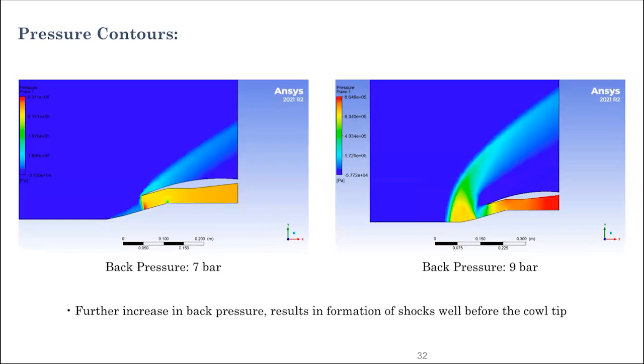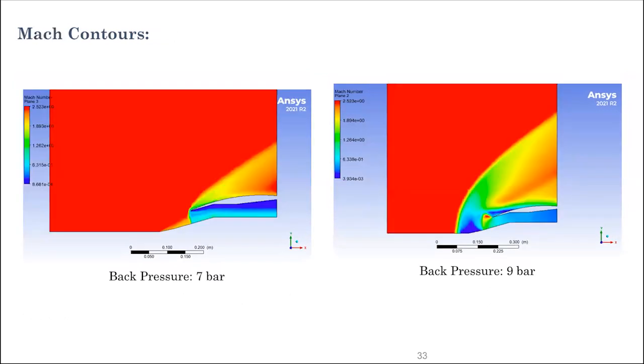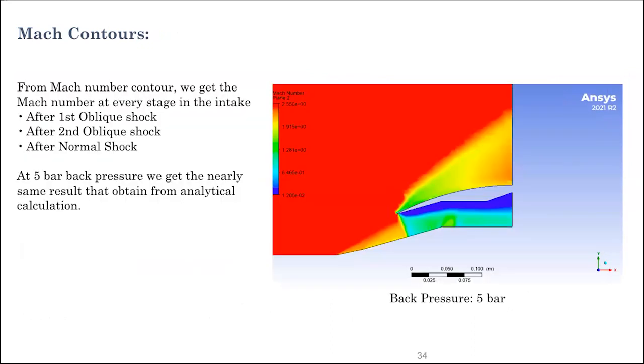We also tested our design for back pressures of 7 and 9 bar, and these are the results for that. We can see a bow shock forming in the case of 9 bar back pressure. And these are our Mach contours, so that we can see how velocity is changing at back pressures 7 and 9.